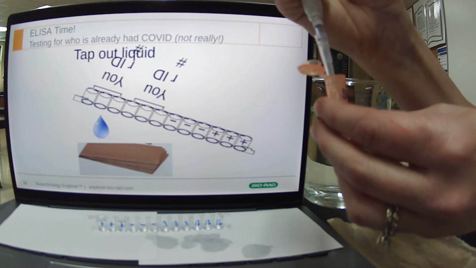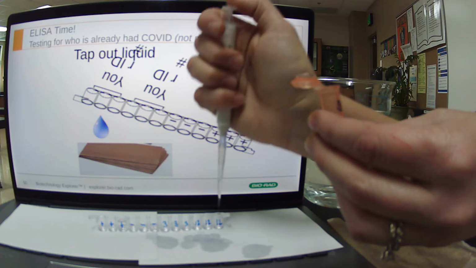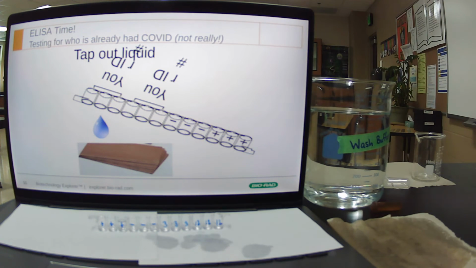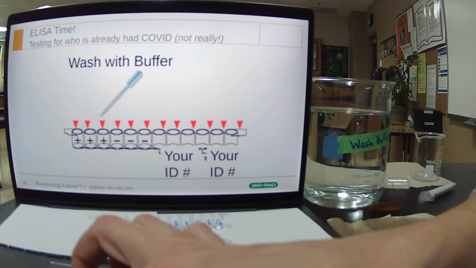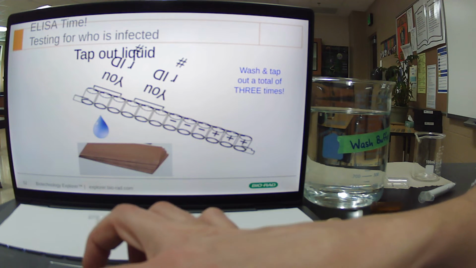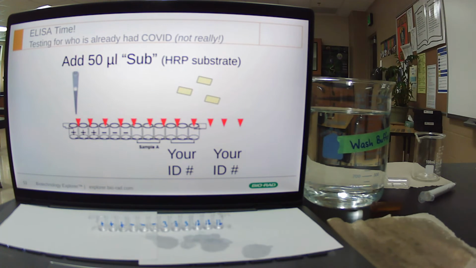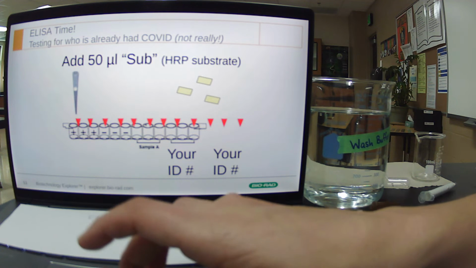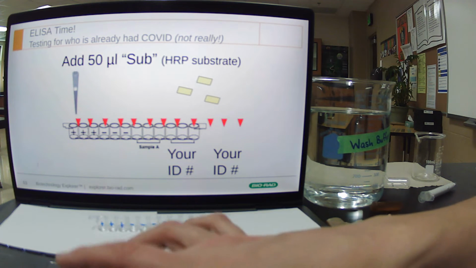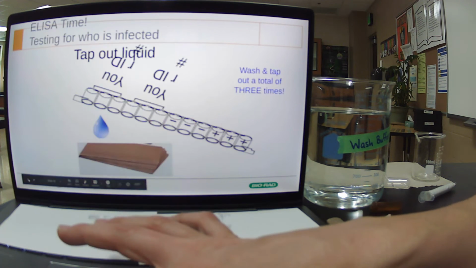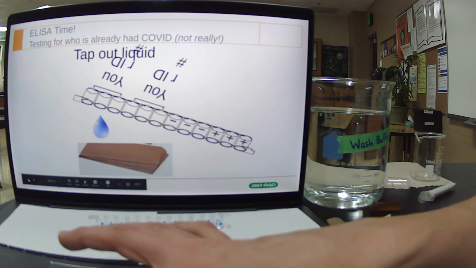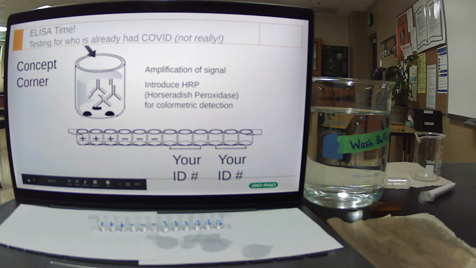One more. All right, I'm going to discard that pipette tip. So we washed it out twice with a buffer, and then we added, oh, I got a little bit ahead of myself. Got to figure out how to go backwards on this. There we go. So now we're adding our secondary antibody.